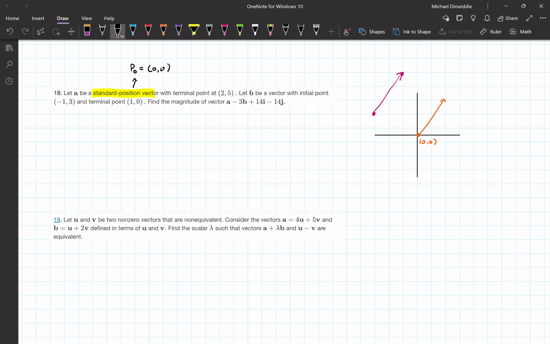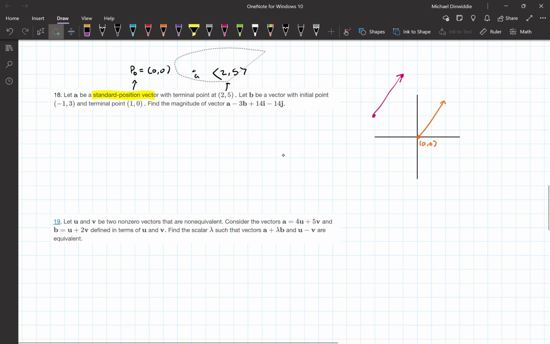And standard position vectors are really easy to name, because to find a vector, we take the final point and subtract the initial point. If our initial point is 0, 0, that means we have 2 minus 0, 5 minus 0. So any standard position vector is always just going to be that endpoint, 2, 5. Because to go from 0, 0 to 2, 5, we would just go 2 in x, and then up 5 in y. Right? So there's our standard position vector, and we're going to say that's A.